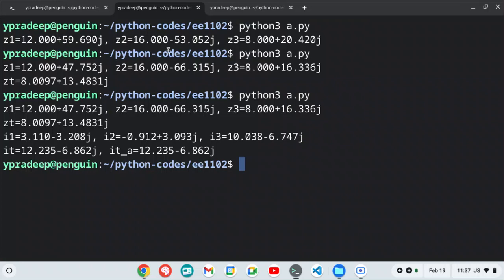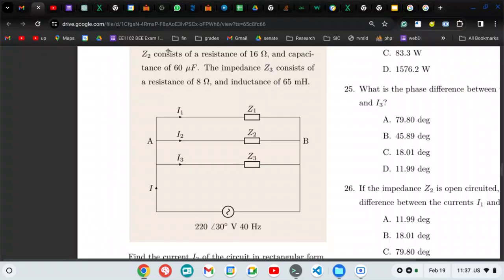So what is the power? If I know I1 and Z1, how do I find the power? So I square into R, right? You take the absolute value of I, that many amperes, and you take only the R and then multiply. So that will be I square into R.